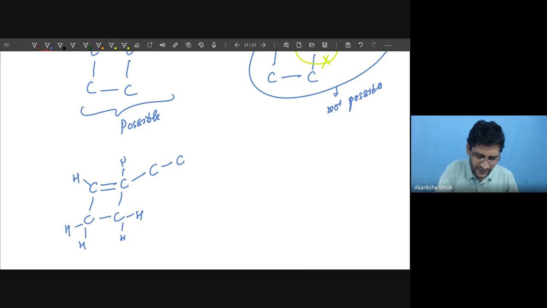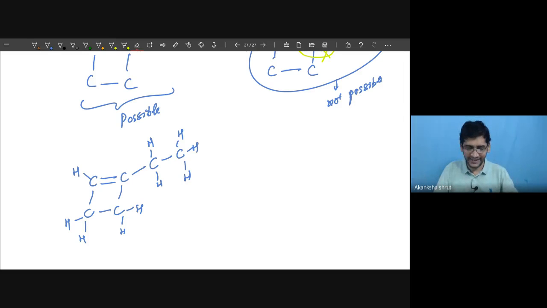For this carbon, one hydrogen can be kept, correct? For this, two hydrogen, for this, three hydrogen can be kept. Is it okay, students? Or any doubt? Students, again, you people are sleeping. This carbon, otherwise, will have 5 valency. So this structure is like this one. Are you getting? So these are the possible ones.